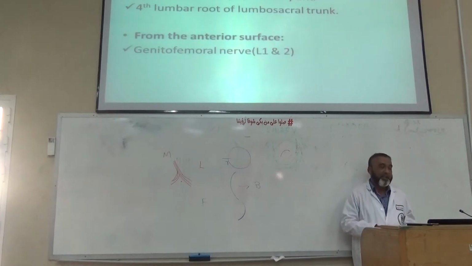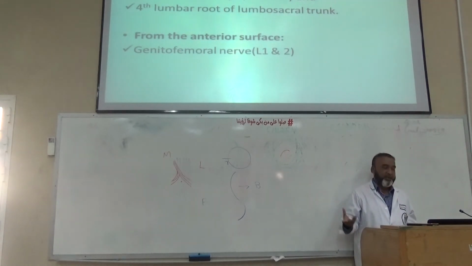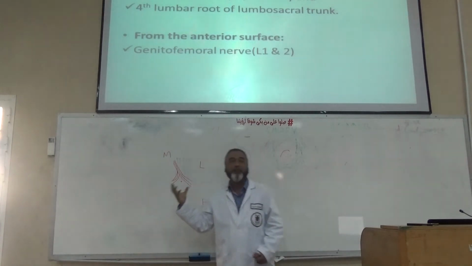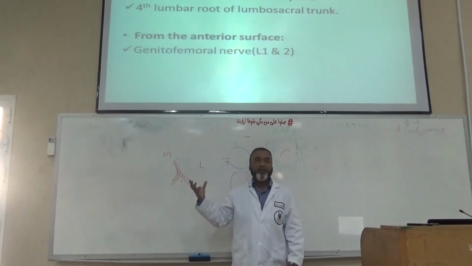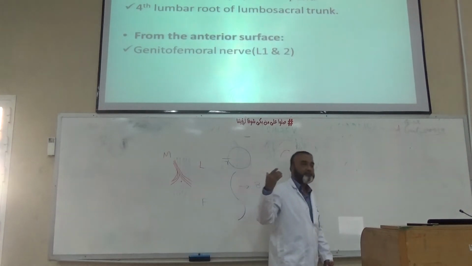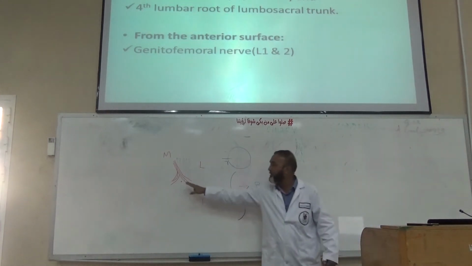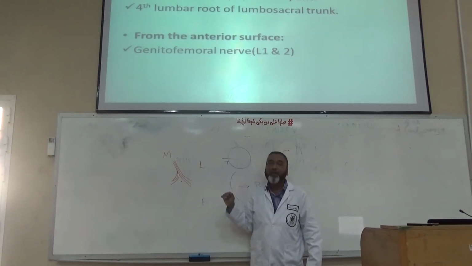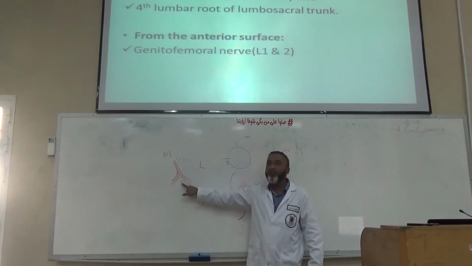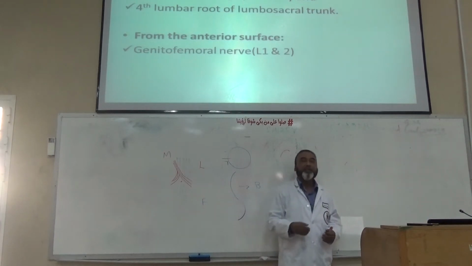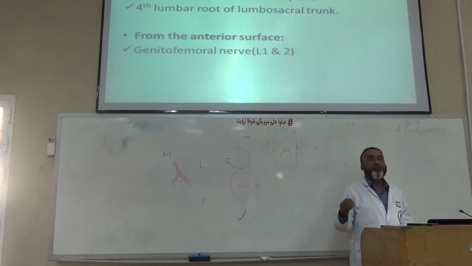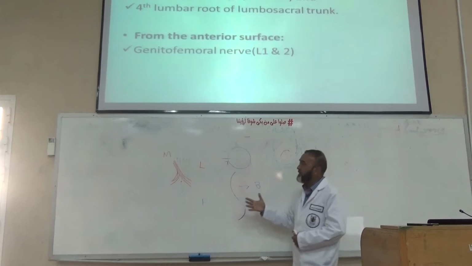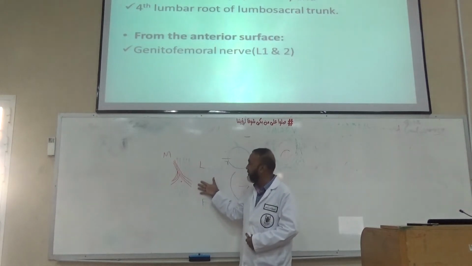From the medial border, one is the obturator nerve and the other is part of the lumbosacral trunk, that is from the L4 part of the lumbosacral trunk. Then the one coming from the anterior surface of the psoas major muscle is the genital branch of the genitofemoral nerve.